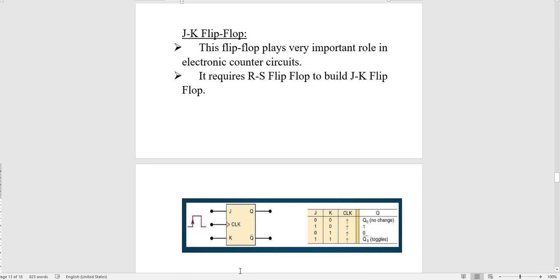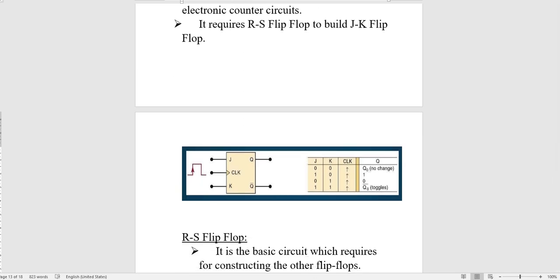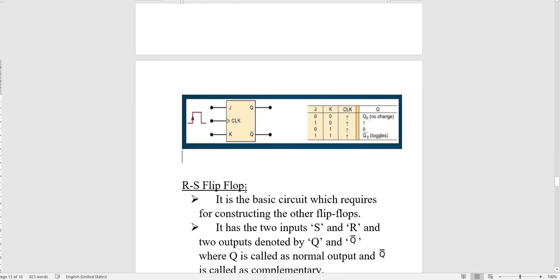This is the truth table of the JK flip-flop. The remaining conditions are, for example, when J is 1 and K is 0. These are the different conditions given for the JK flip-flop. So this is all about the JK flip-flop. The next type of flip-flop is the RS flip-flop. This is the most basic circuit used for designing or constructing the different types of flip-flops.